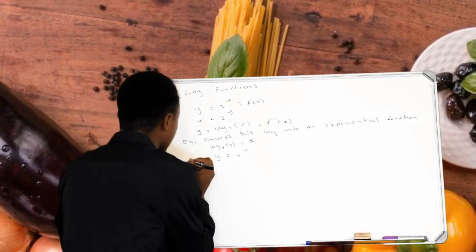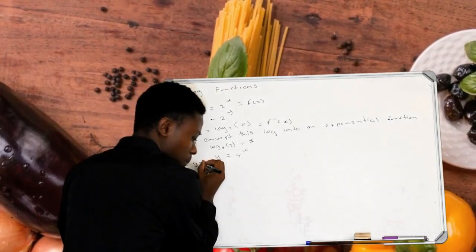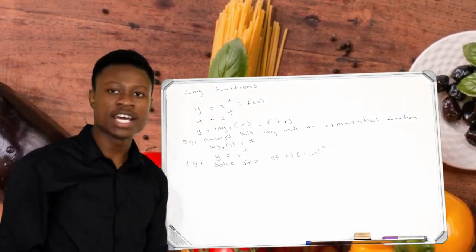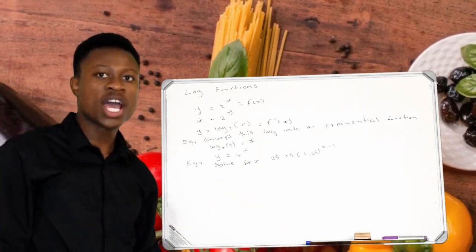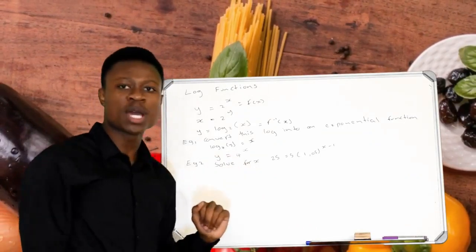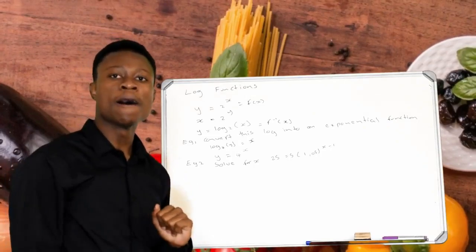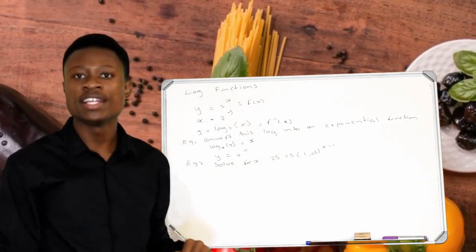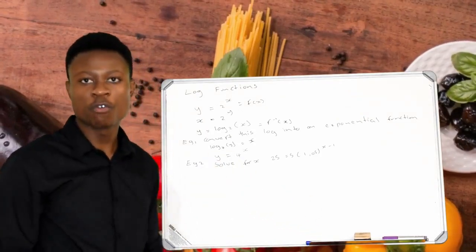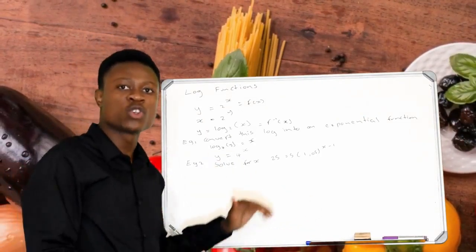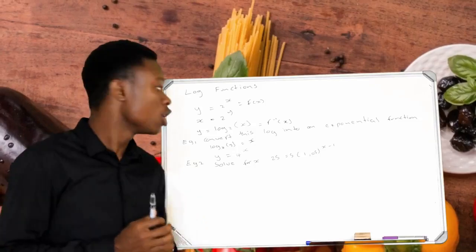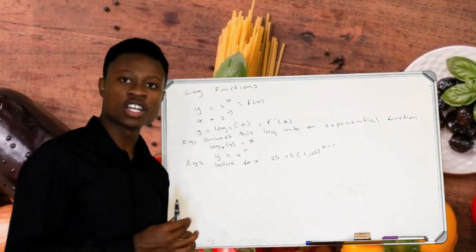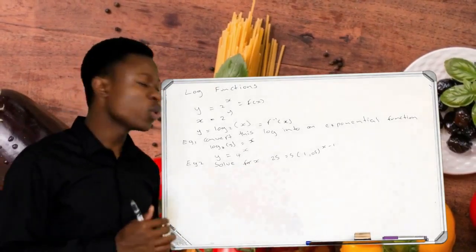So now let me look at example 2. My example 2 says solve for x. Normally this might come up when you have to look for the x-intercepts or the y-intercepts. That's when you might have to solve for x. But in my example, I just want to say solve for x so that you understand the concept of logs. So where do I start?